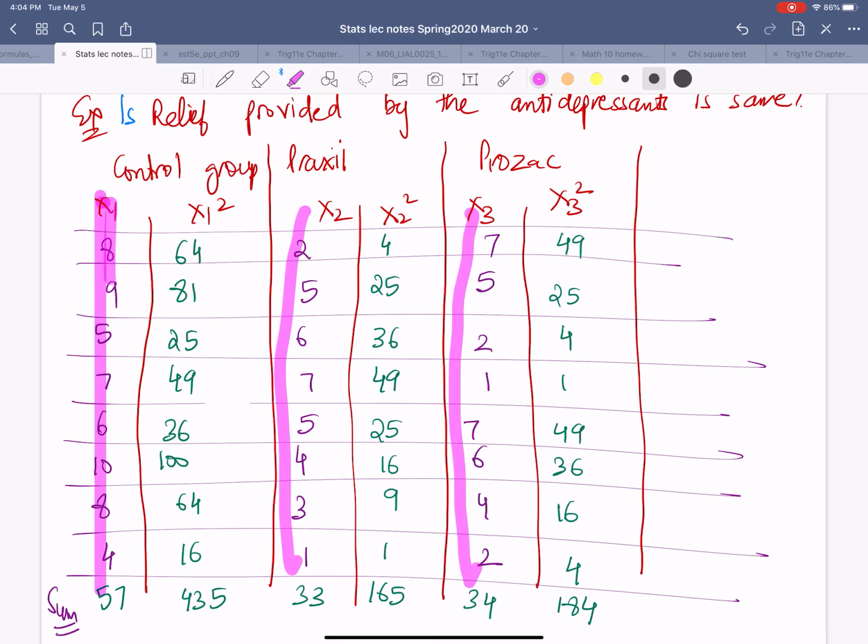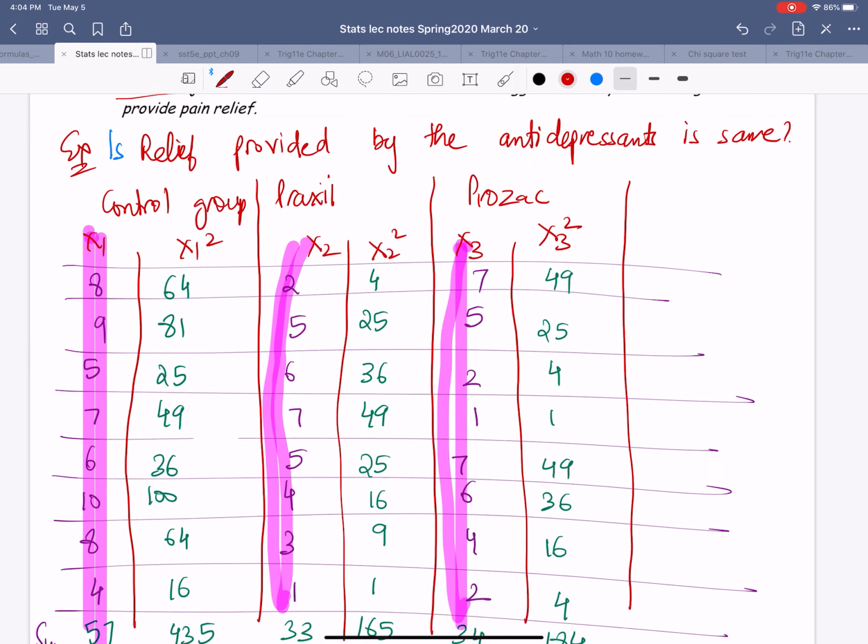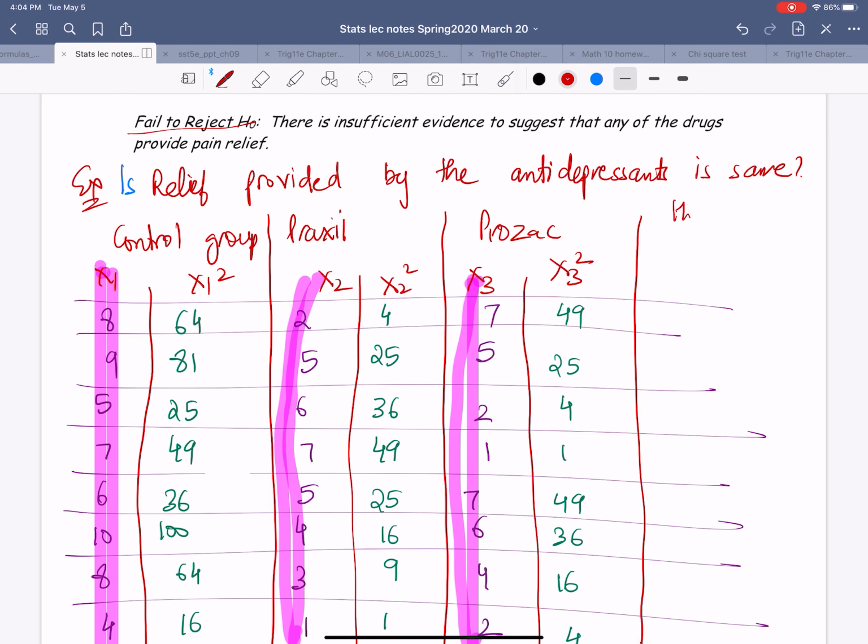The first group is our control group. The second group is Paxil, people who took Paxil. The third one is Prozac. And we're trying to see if they provide an equal amount of relief from the depression. Again, keep in mind our null would be that all 3 means are the same. They provide equal relief. The alternative would be that one of the means is different.